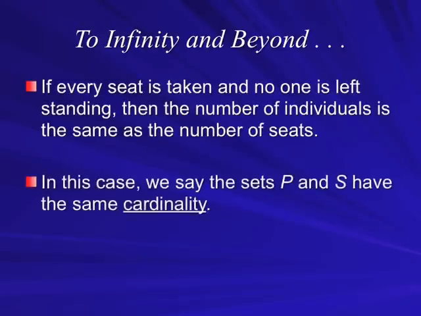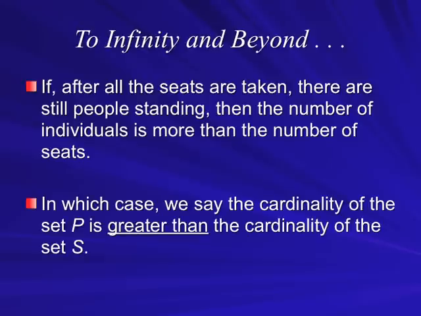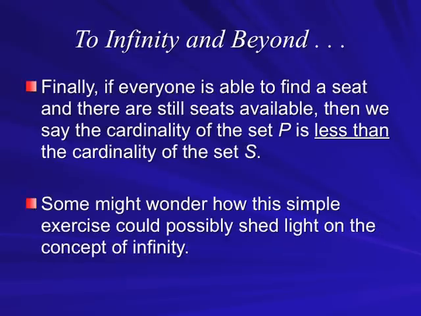If every seat is taken and no one is left standing, then the number of individuals is the same as the number of seats. In this case, we say the sets P and S have the same cardinality. If, after all the seats are taken, there are still people standing, then the number of individuals is more than the number of seats, in which case we say the cardinality of the set P is greater than the cardinality of the set S. Finally, if everyone is able to find a seat and there are still seats available, then we say the cardinality of the set P is less than the cardinality of the set S.